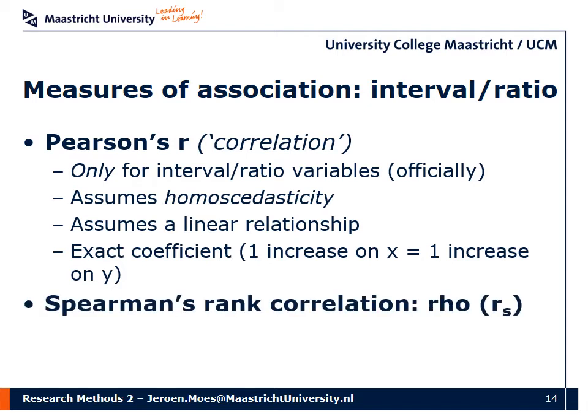Spearman's rank correlation that we've just seen for the ordinal variables can also be used for interval and ratio data. This is helpful if we want to see relationships between interval and ratio variables that are not linear, for example, or that are not homoscedastic, as I'll explain in the next slide. So if you think that might be the case, this is the one to use at first.